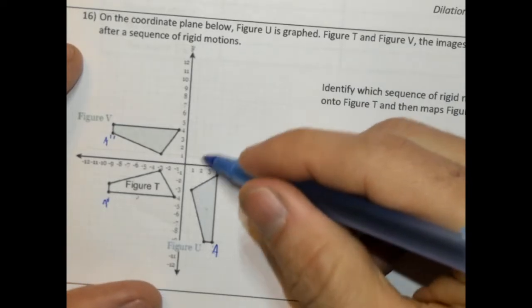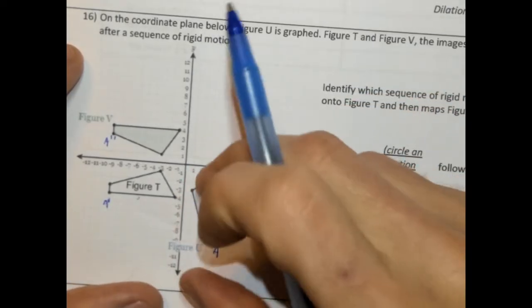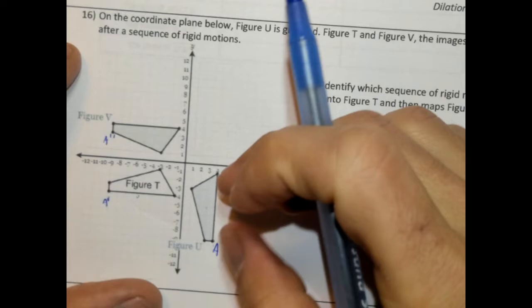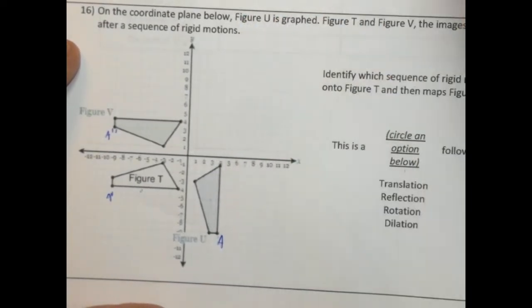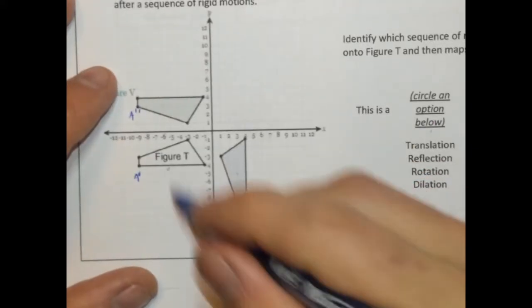Are we reflecting? No, we're not reflecting. Are we translating? No, because you changed the orientation. Is it a dilation? Nope. It has to be a rotation, right? It is a rotation. And you can kind of cheat it. If you rotate your paper one turn to the right, that would be 90 degrees clockwise.